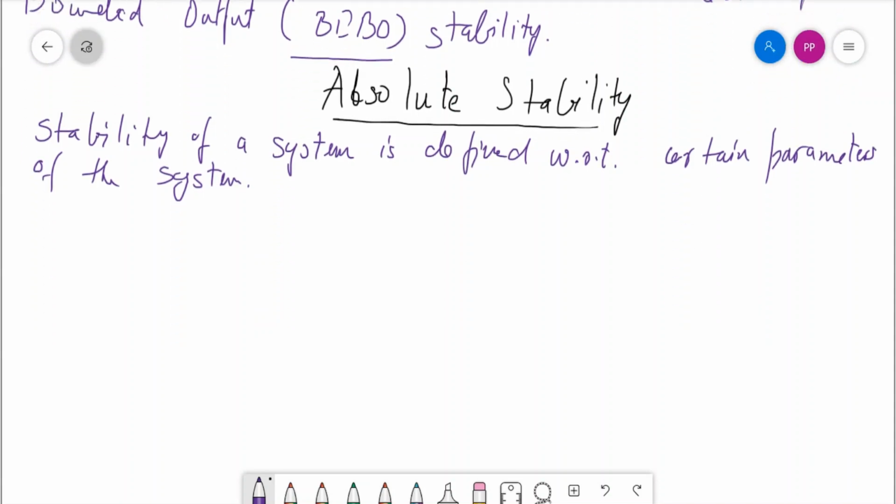So a system will be absolutely stable with respect to certain parameters we define for the system, because it can have many parameters, but we want to know that a system is stable for a certain set of parameters. If the system is stable for a certain set of parameters, for whatever be the range of values of the parameters, then we say that the system is absolutely stable for these parameters. So I'm writing it down in words.